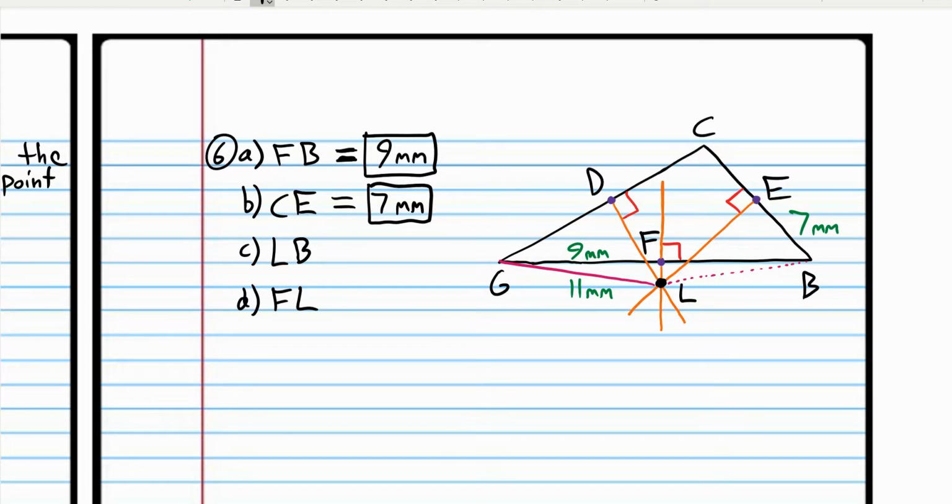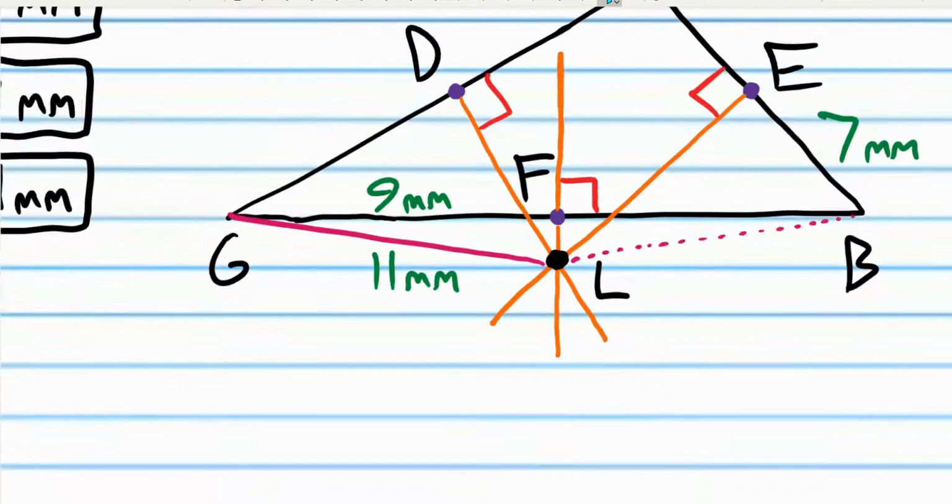Because point L is a circumcenter, the Circumcenter Theorem tells us that the distance from the circumcenter to the vertices is the same for all vertices. So if the distance from the circumcenter to this vertex is 11 millimeters, that means LB, the distance to the other vertex, must also be 11 millimeters. So very easy. And FL is this little distance right there.